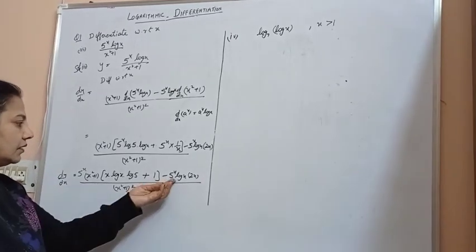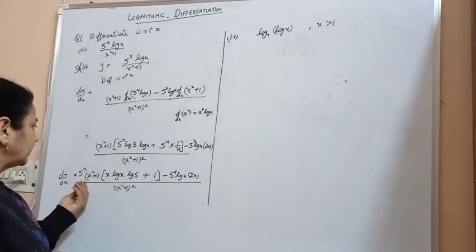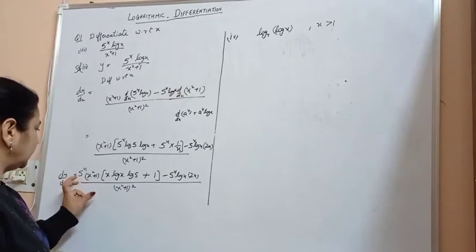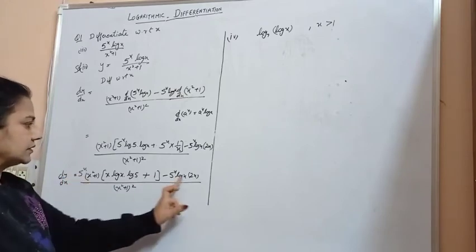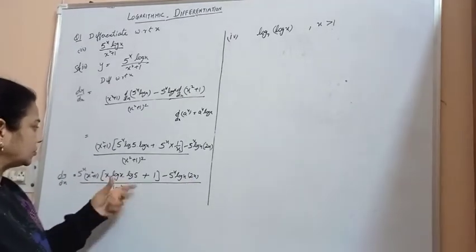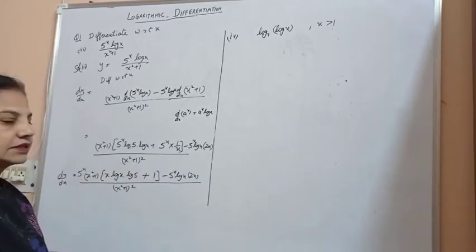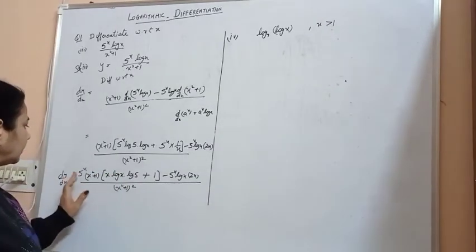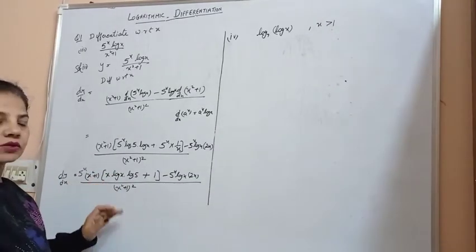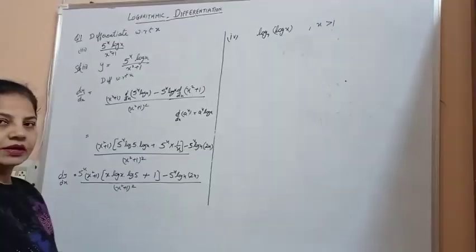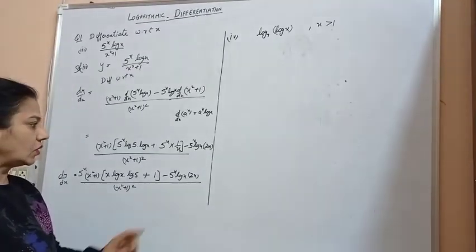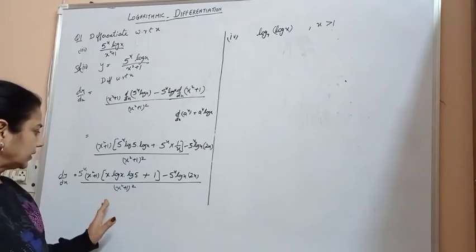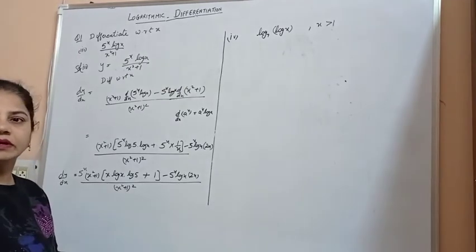If you want, you can take one more step, take 5^x common, but it doesn't make any difference because 5^x is continued with the x square plus 1 that is also multiplied with this bracket. So we get this result as dy by dx is 5 to the power x square plus 1 x log 5 plus 1 minus 5 to the power x log x into 2x and divided by x square plus 1 whole square.